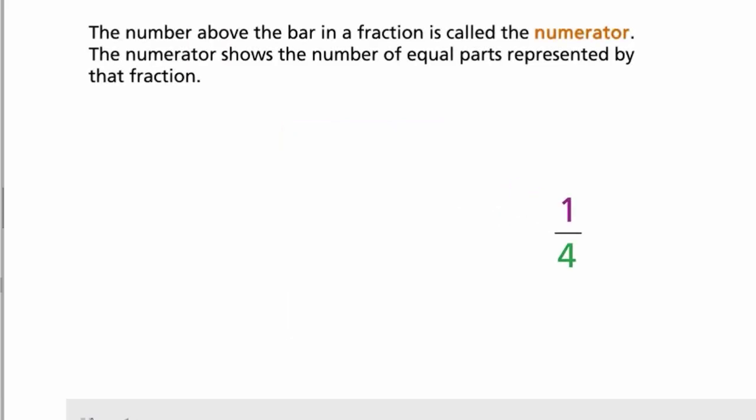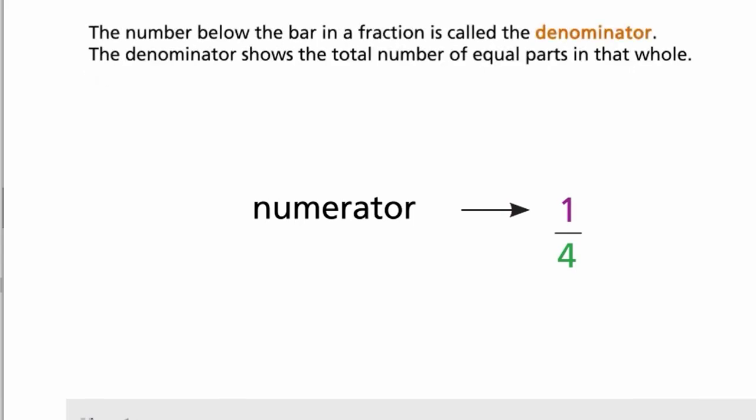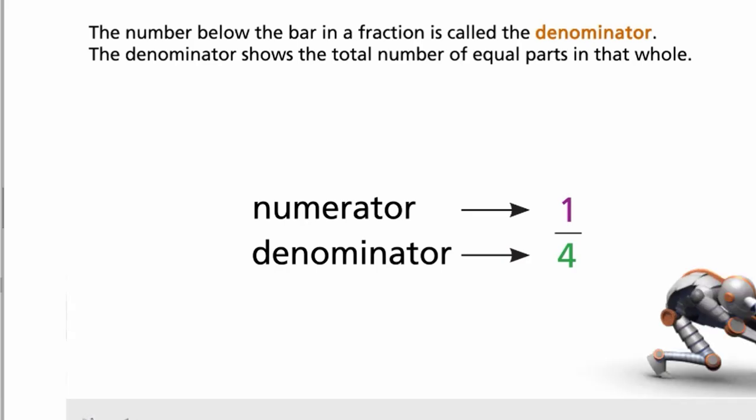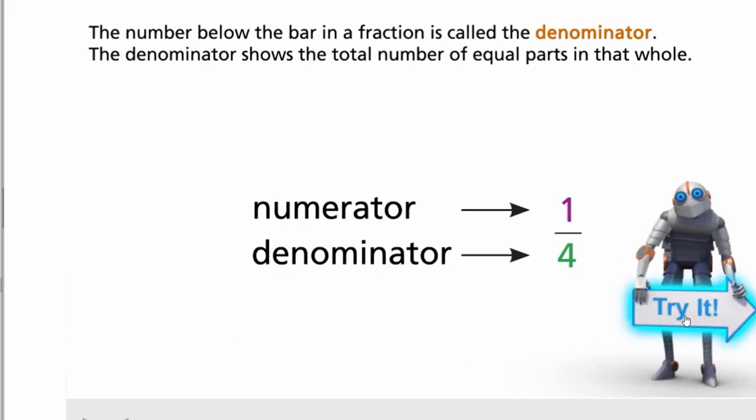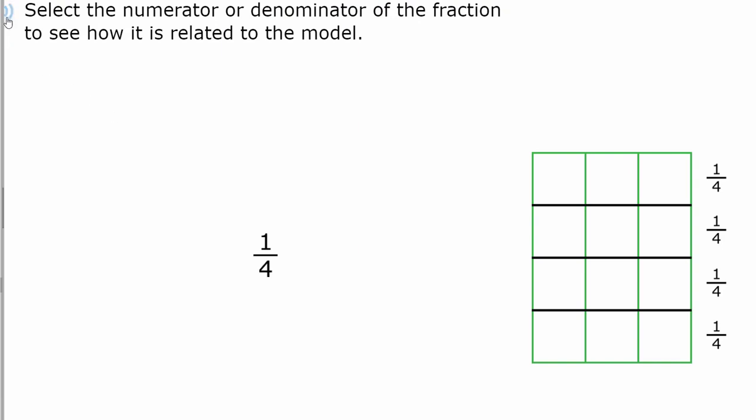The number above the bar in a fraction is called the numerator. The numerator shows the number of equal parts represented by that fraction. The number below the bar in a fraction is called the denominator. The denominator shows the total number of equal parts in that whole. Select the numerator or denominator of the fraction to see how it is related to the model.